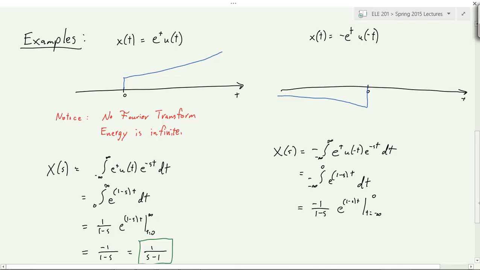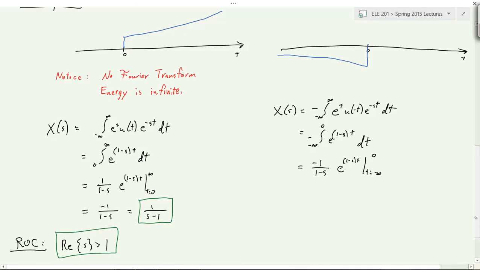And under the case we care about, the negative infinity part is just going to be 0. So it's going to be just 1 over s minus 1. Wow. Confusing, huh? Look at that. It's the exact same Laplace transform. How could it be the same Laplace transform?